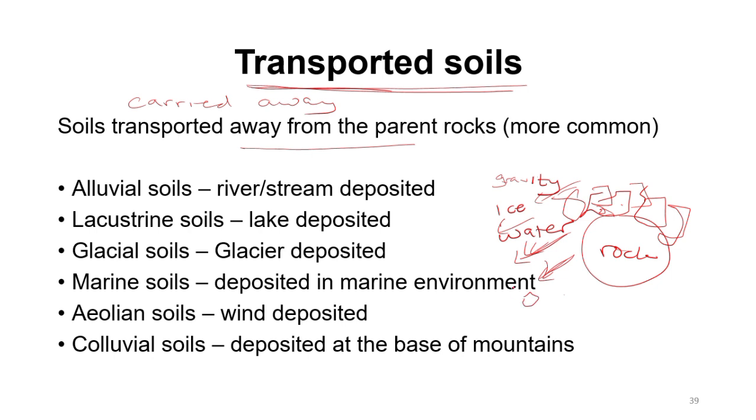The coarser ones tend to settle first, then as it moves, the finer ones will also tend to settle. So it forms something like this. As it moves, the finer ones tend to also settle, so the finer ones are carried further away compared to the coarser ones.